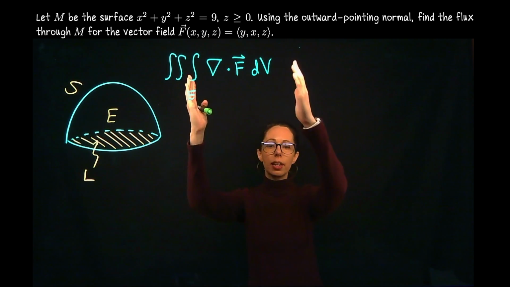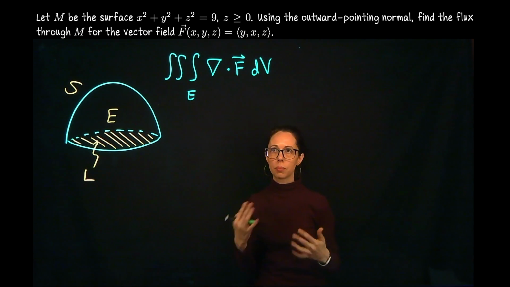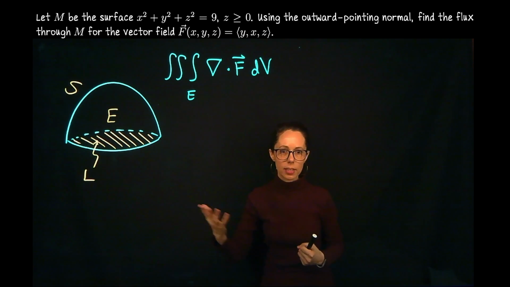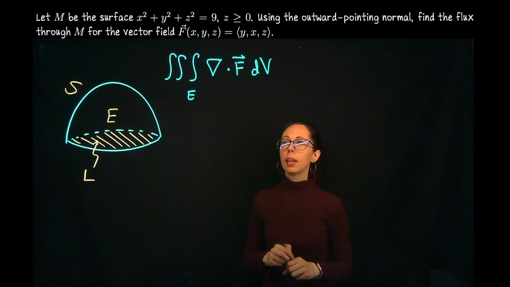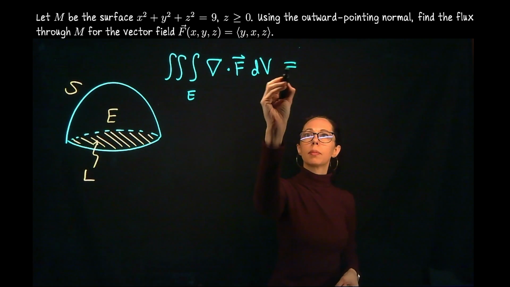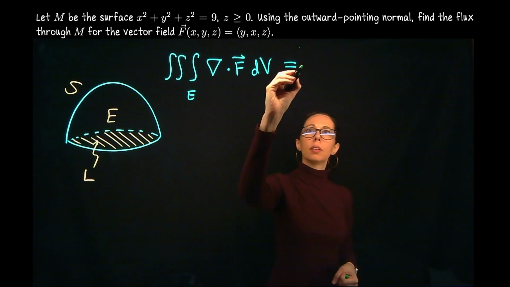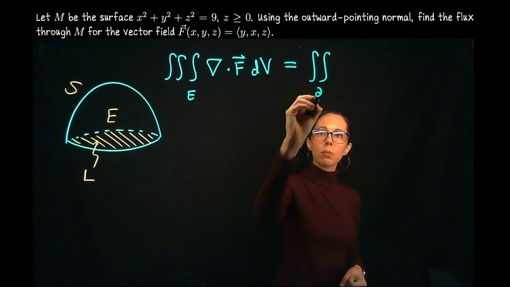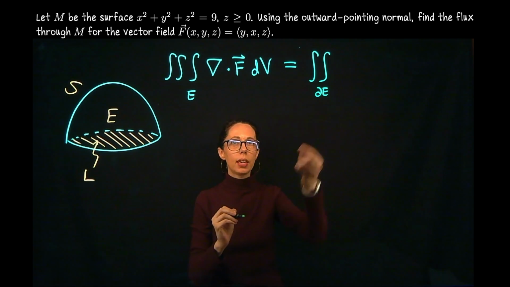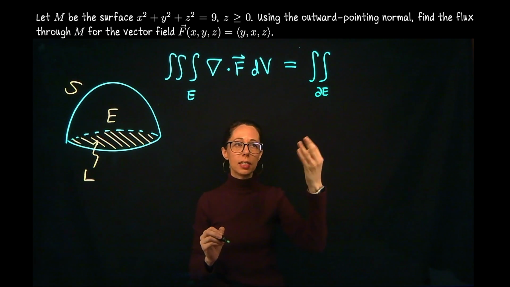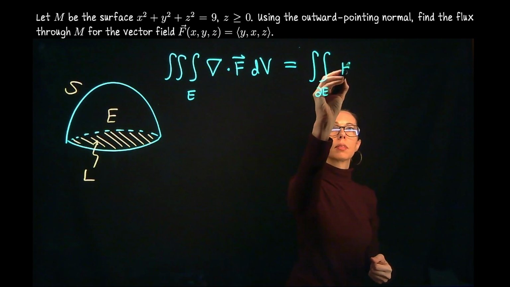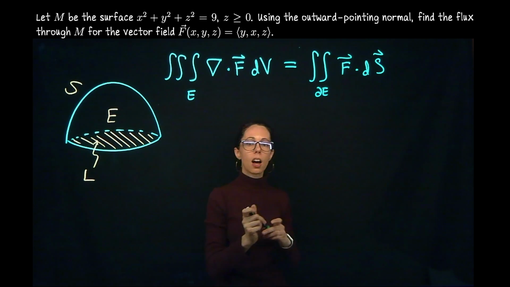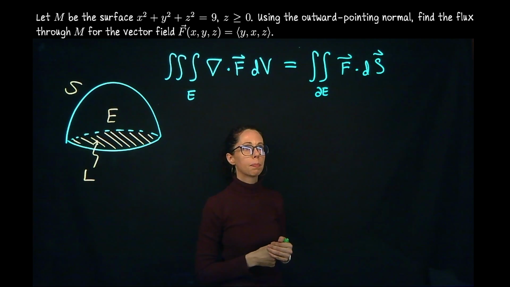So here, this is just a triple integral. It's not a surface integral or anything like that. This is going to be a scalar. This could look something like dx dy dz, depending on how you set it up. This is equal to the double integral over what I'll write for now as the boundary of E, of just F dot dS. So that is the content of the divergence theorem.